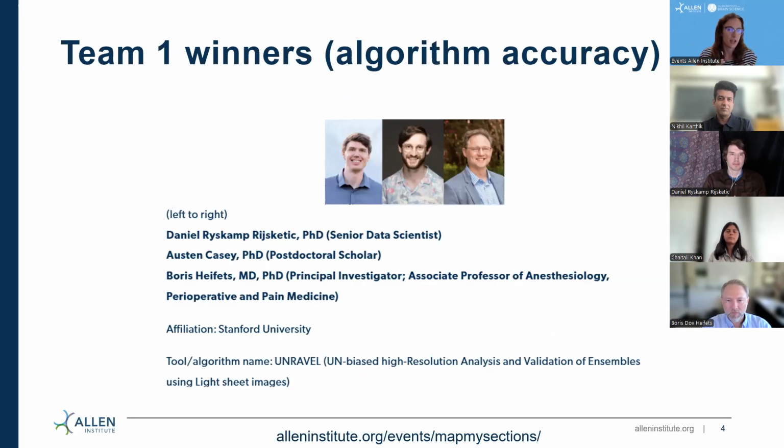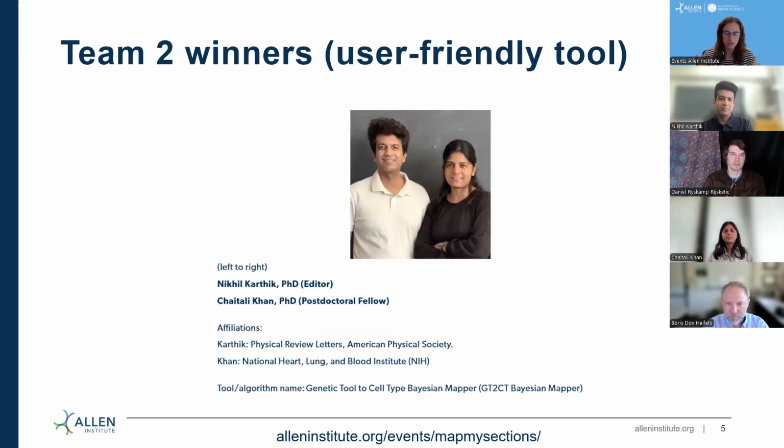There were two different judging categories for this data challenge. The first category was purely based on accuracy and how accurate the mapping was. Team one, featuring Daniel, Austin, and Boris, were our winners for the algorithm accuracy. Their tool is called Unravel, and they'll be presenting first. Our second division for judging was based on how user-friendly the tool was, how easy it was for the judges to access and understand. The winners for this category were Nikhil and Chaitali. Their tool is called Genetic Tool to Cell Type Bayesian Mapper, and they'll be presenting second in this webinar.